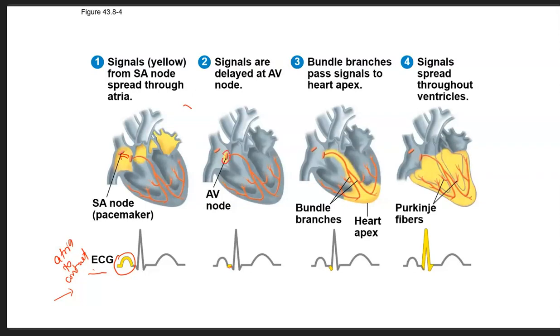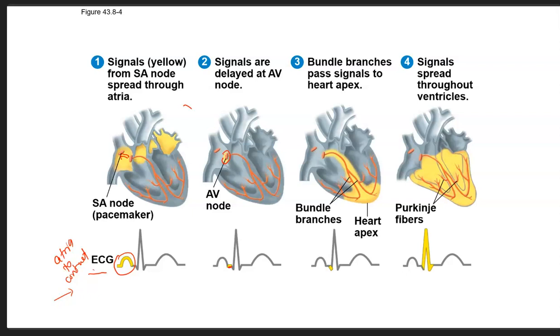So there is a straight line there. It shows that there is a slight delay at the AV node. The signal is delayed slightly at the AV node. This is to make sure that all the blood in the atrium enters into the ventricle.